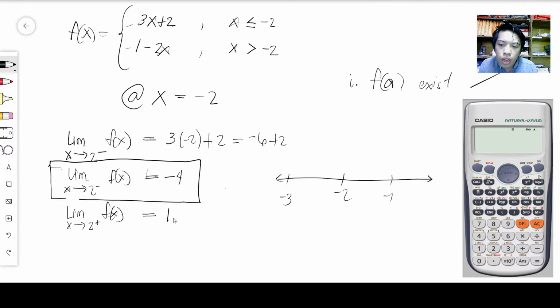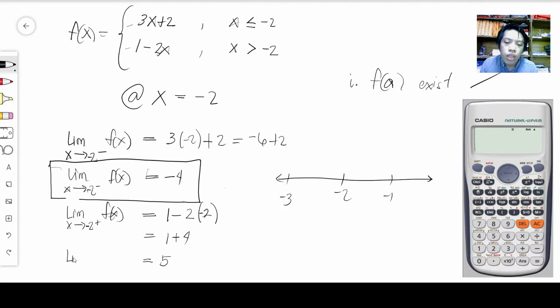So, this will be 1 minus 2 times 2, negative, sorry, this is negative 2. This is negative 2. Okay, so this is negative 2. So, this is equal to 1 minus negative 2 times negative 2, magiging plus. This is 4. So, this is equal to 5.